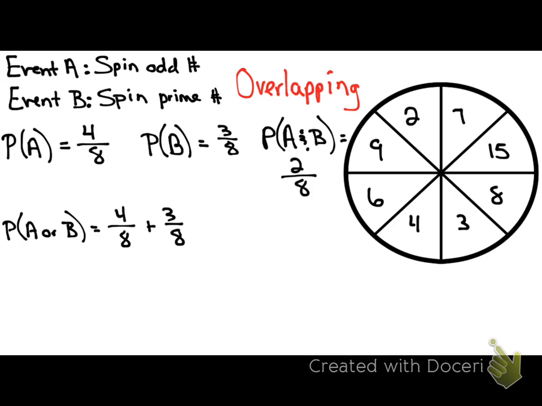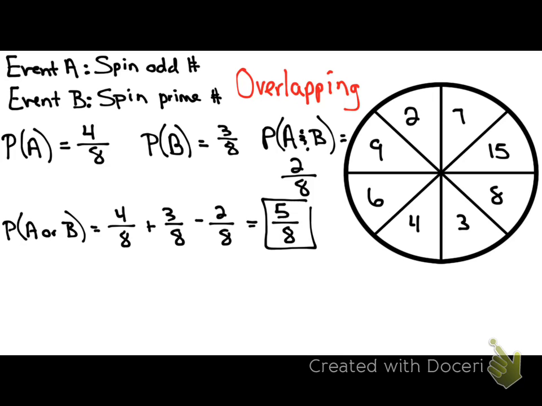3 over 8. But since I'm trying to find one or the other, now I have to subtract out the ones where it happens together. So I have to subtract 2 over 8 because I don't want to know when it happens together. I want either or. So what's 4 plus 3 minus 2? 5 over 8 is my answer. All right? So I find the probability of event A and the probability of event B. If there are outcomes where they both could happen, I have to subtract that from my total to find the probability of A or B.